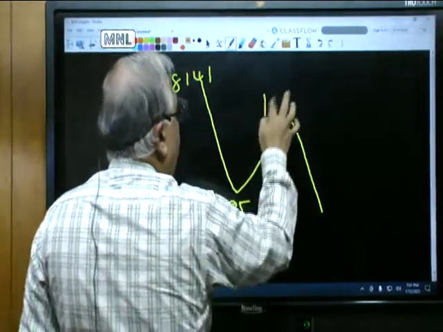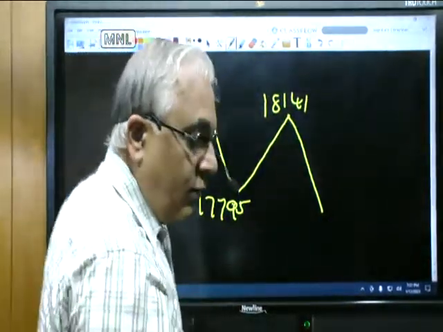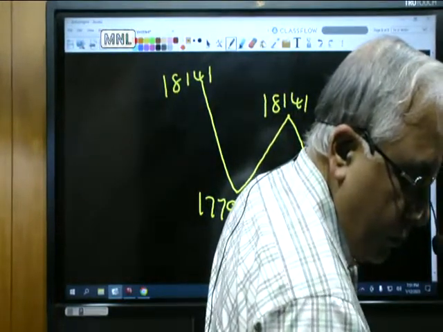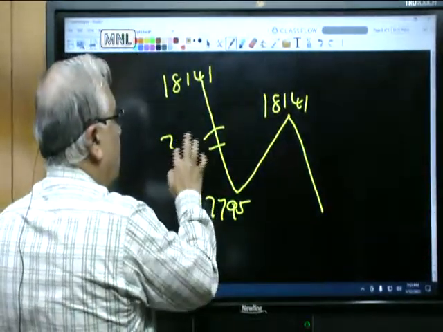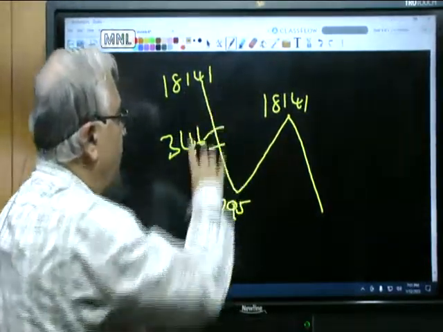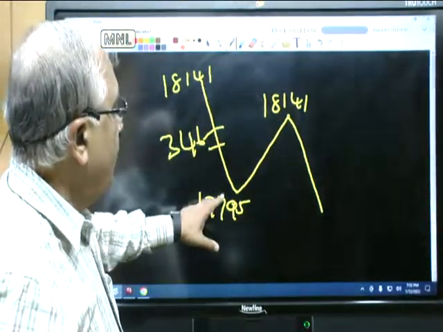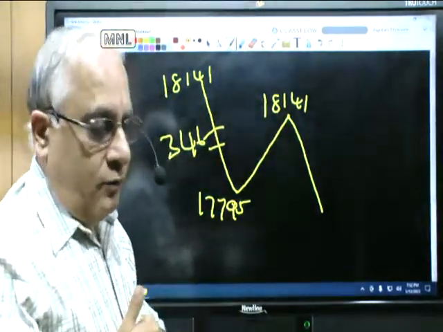17,795, right? So 18,141. So let us say this gap, 18,141 to 17,795, is 346 points. 346, right? So the difference between 18,141 and 17,795 is 346. It has gone to 18,141.